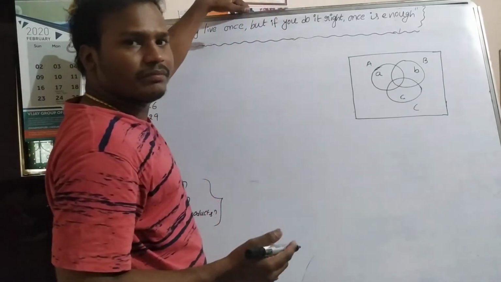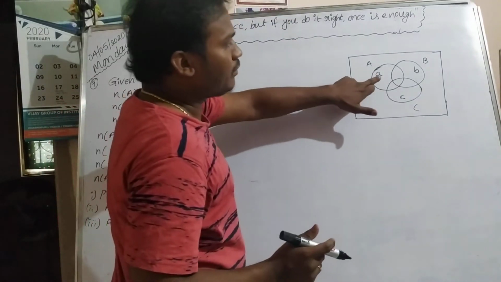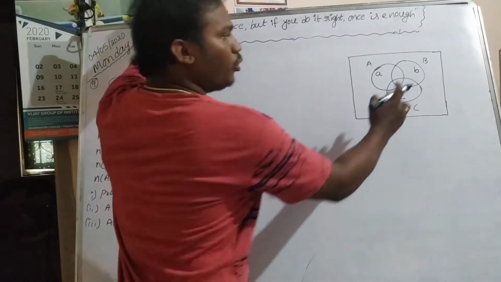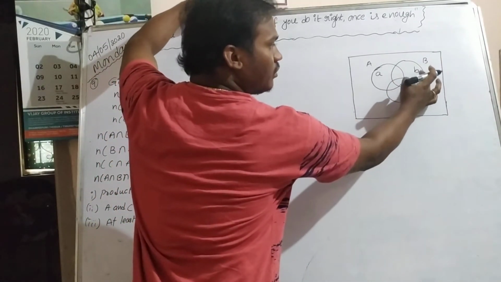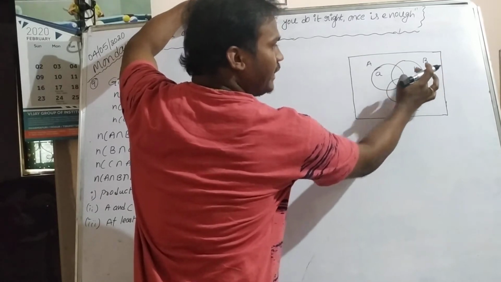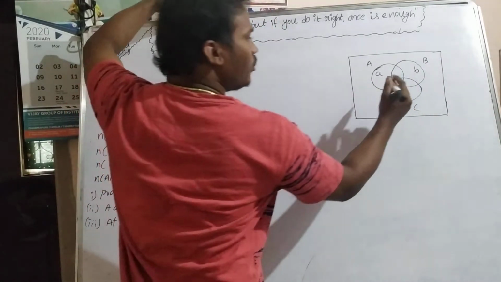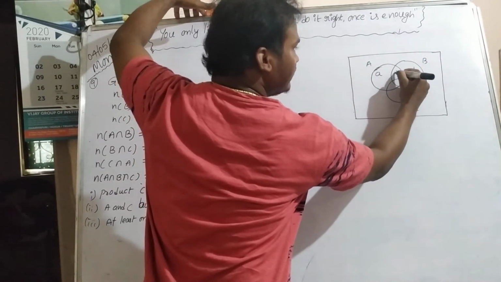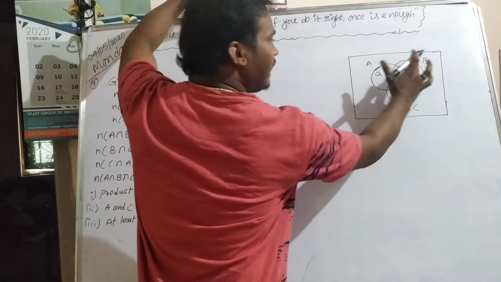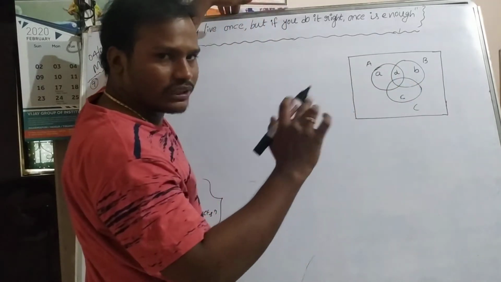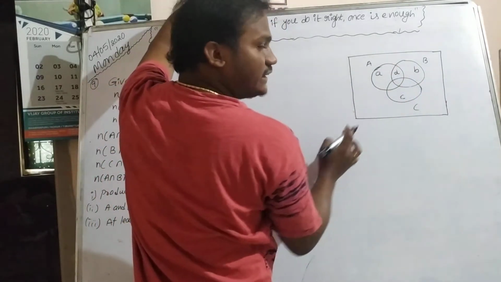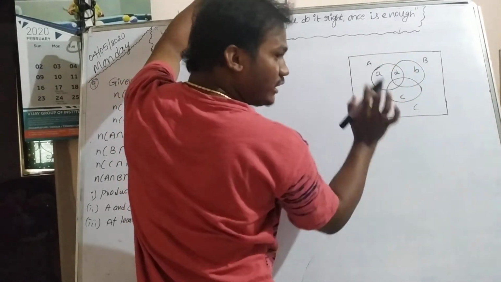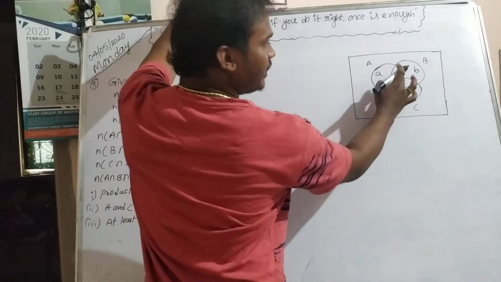I am considering some variables. A is the number of people who like only product A. B is the number of people who like only product B. Okay, now the people who like A and B, I am taking this as D. The people who like A and B, that is D, are there, in the intersection. A intersection B is D. Okay, the people who like A and B only, they don't like C. That is the meaning of this one.